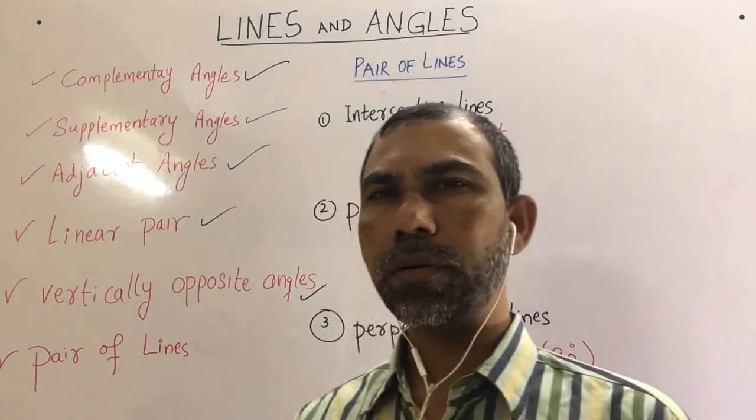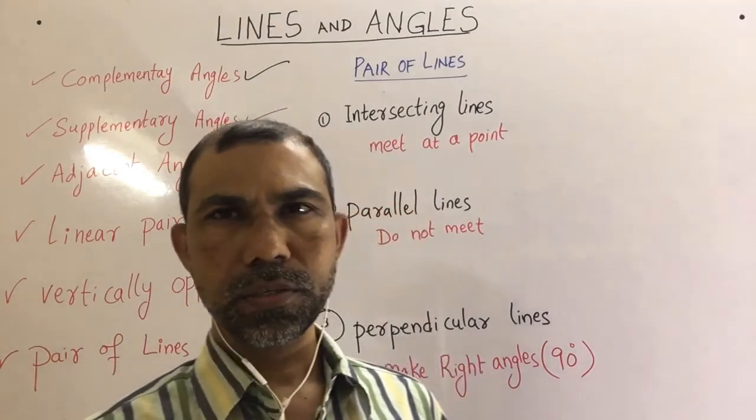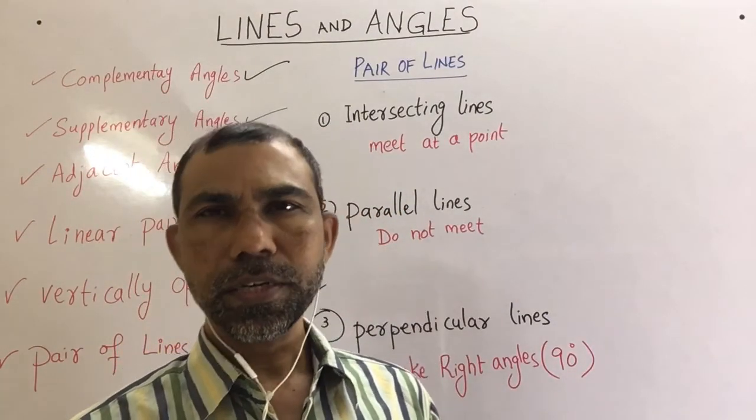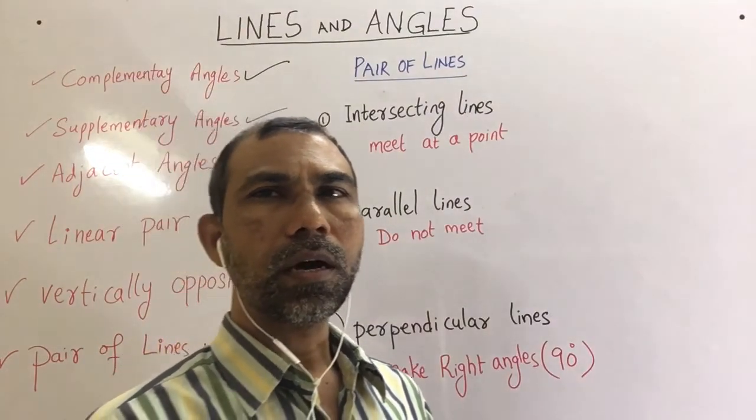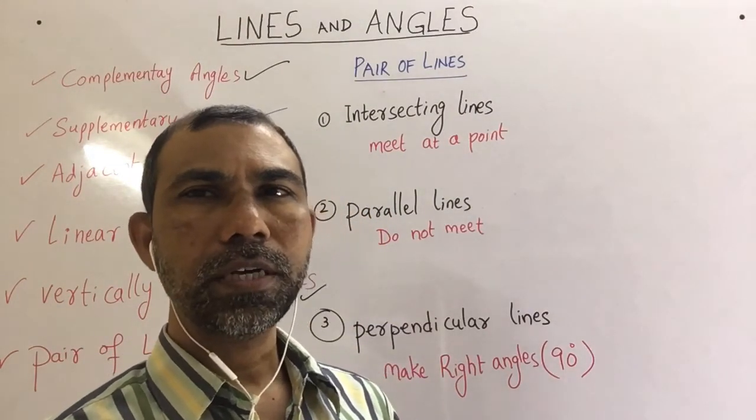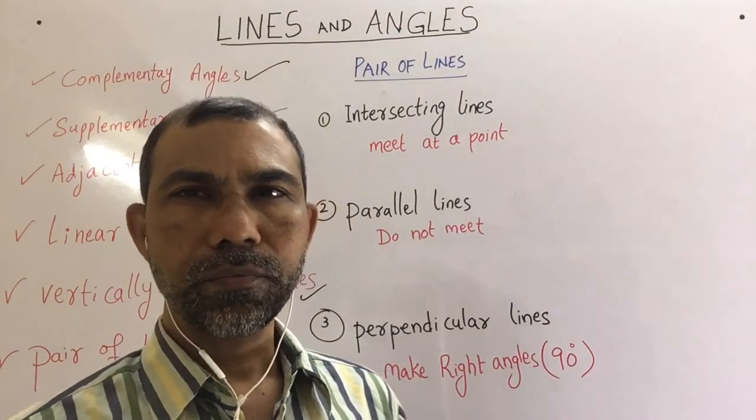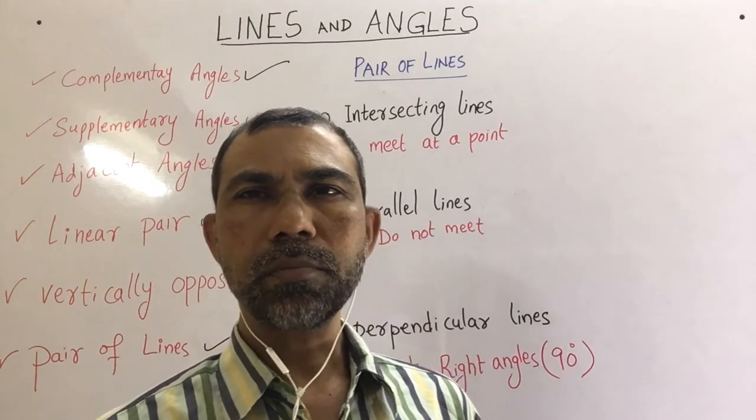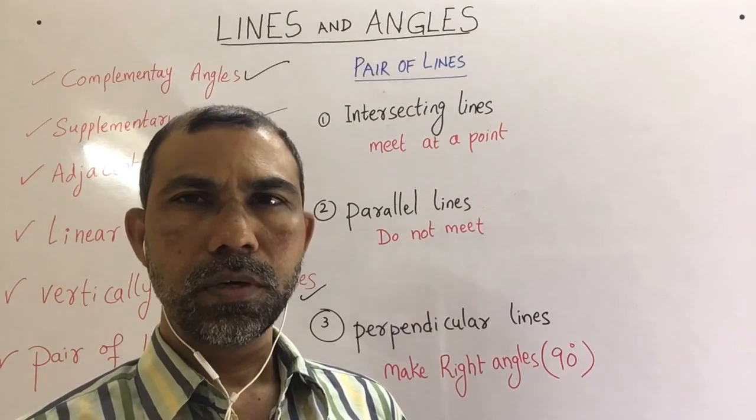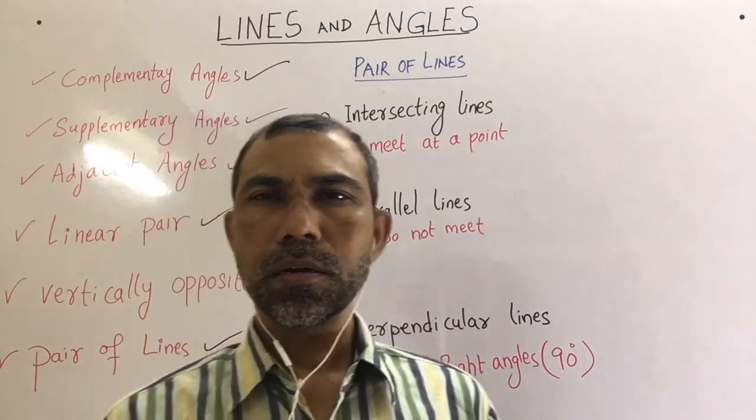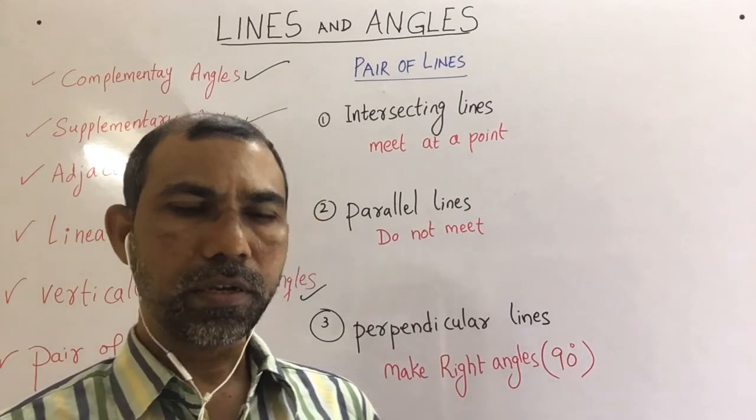Let us see the last topic for today's class, that is pair of lines. There are different types of pair of lines, such as intersecting lines, parallel lines and perpendicular lines. When two lines intersect, or meet at one point, they are said to be intersecting lines. Whenever two lines are produced and do not meet at any point, they are said to be parallel lines. At the same time, if two lines are perpendicular to each other, I mean they make right angles at the intersecting point, then they are said to be perpendicular lines.